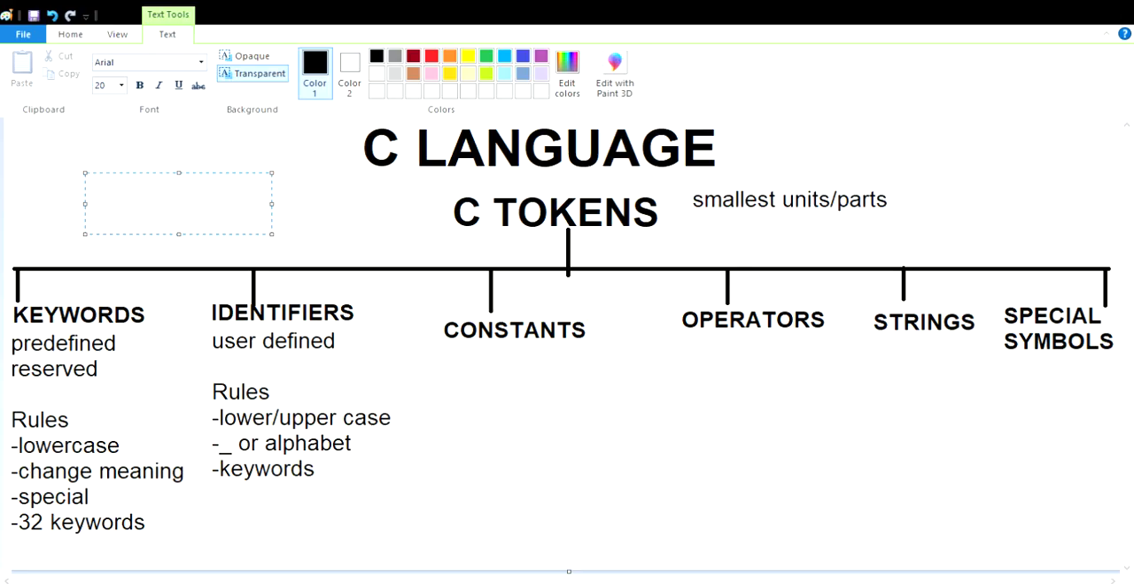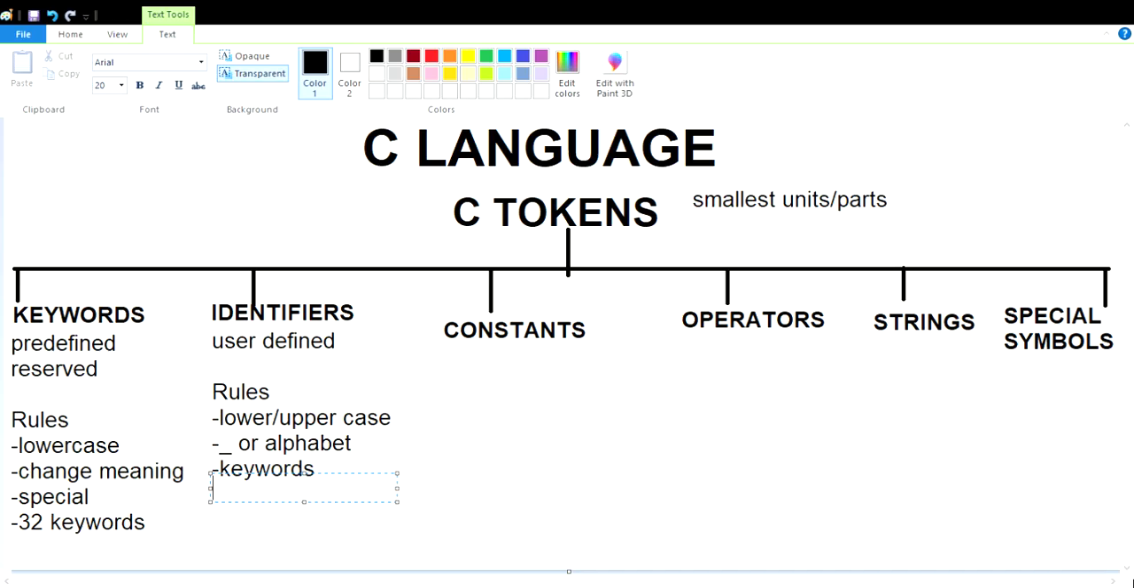Okay. Next one. What is the third rule we are having? The keyword should not be used as an identifier. For example, if I have int, this is a keyword, so we should not use int as an identifier. An identifier is a user defined word, so we have to create that particular word on our own. So that is the third rule.